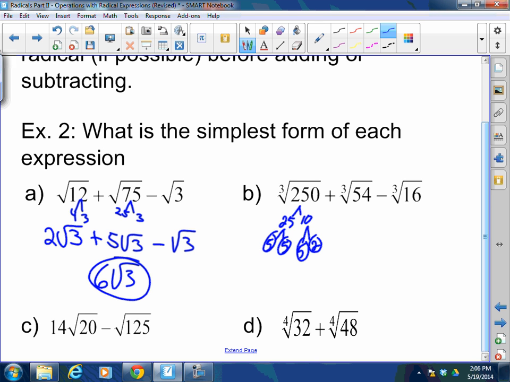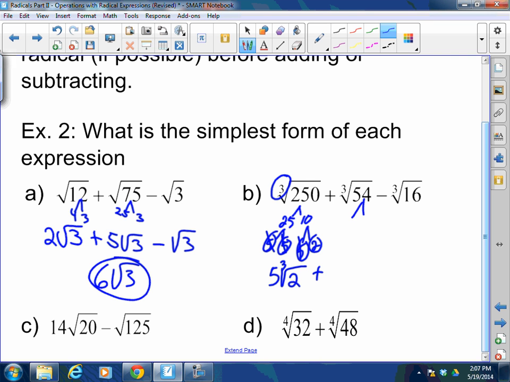How many of one value do I need to pull it out? 3 in this case because of the index. 1, 2, 3. Great job. 5 square root of 2. No, 5 cube root of 2. Sorry, my bad. Got to keep that cube root.